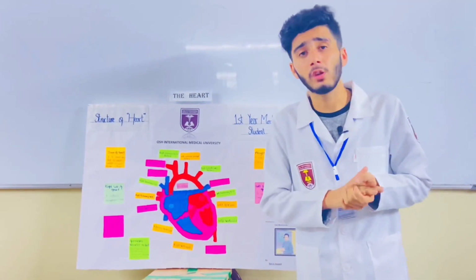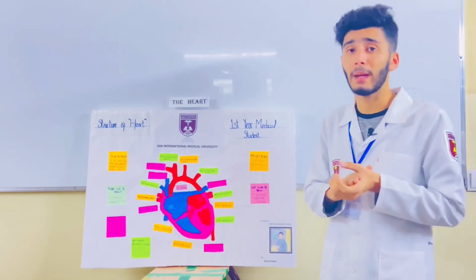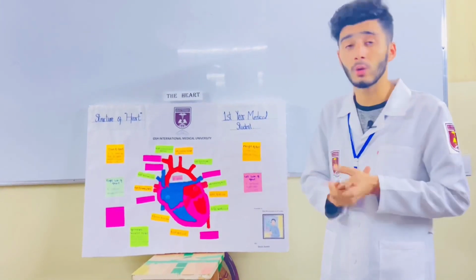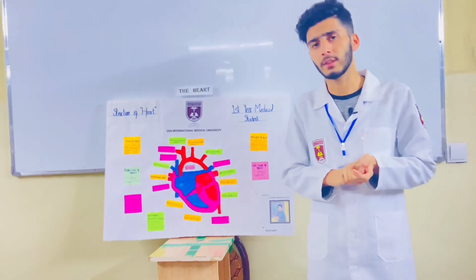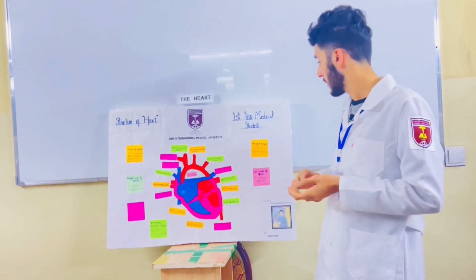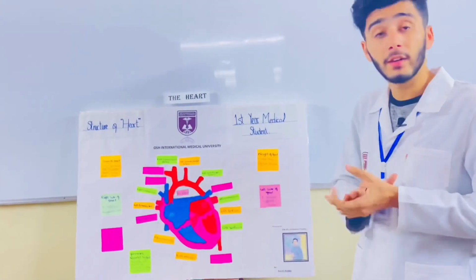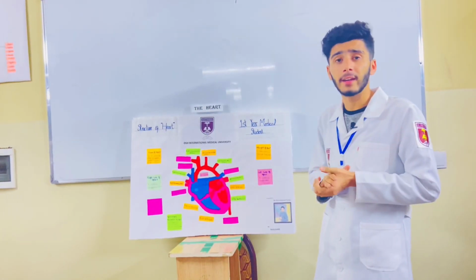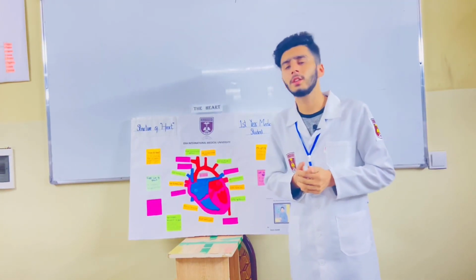And now I will tell you about the weight of the heart. In males, it is about 250 grams, and in females it is about 300 grams. The left side of the heart contains oxygenated blood and the right side of the heart contains deoxygenated blood.